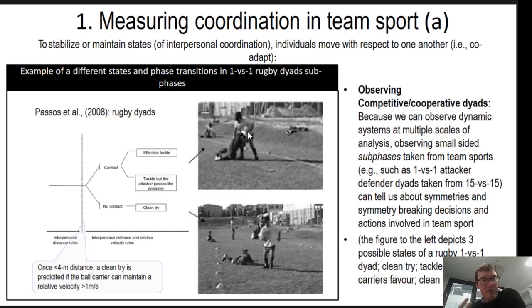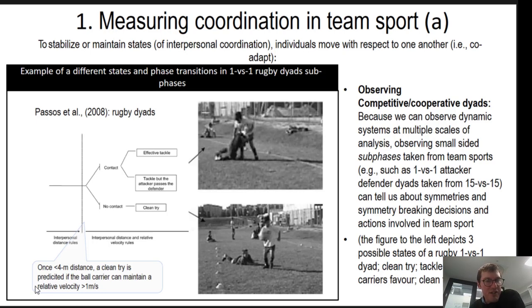And then there's a third state that's possible, which is a tackle, but where the attacker gets past the defender and gets some sort of bit of territory and a little bit of an advantage, right? So these are three possible system states that it's possible to drive toward. And the researchers wanted to know, okay, based on the way these two players are coordinating with one another, what's going to predict which state is going to emerge?